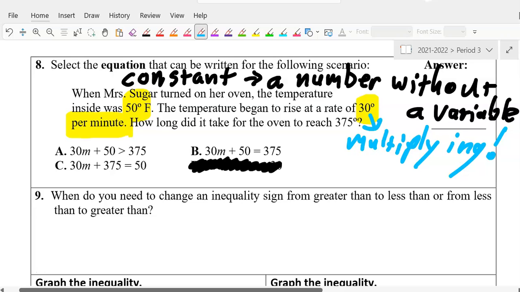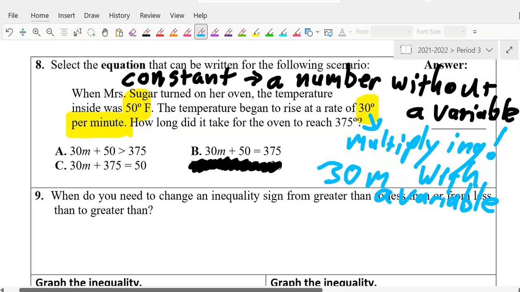And so, therefore, it's going to look like this. 30 with a variable. And they're using M for minutes. So, it's going to be with a variable. Alright. So, which choices have 30M in them? Yeah, all 3 of them, that's right.